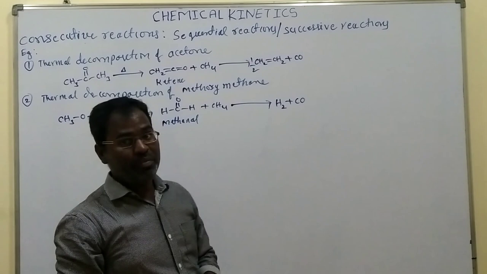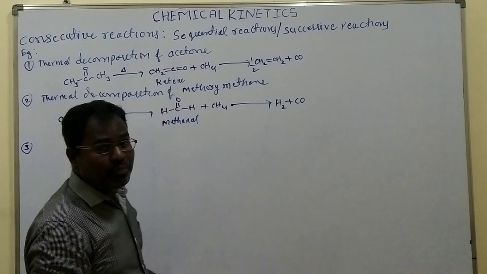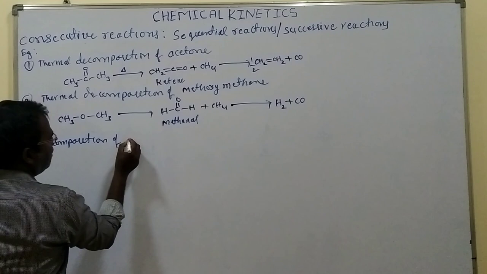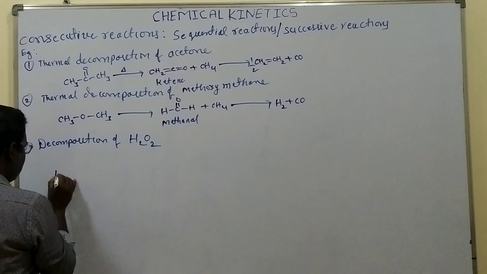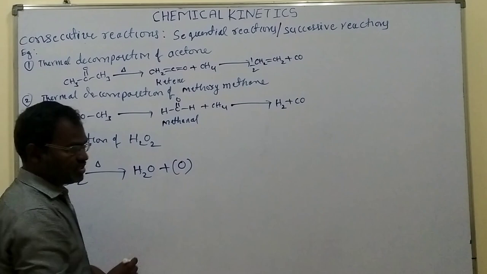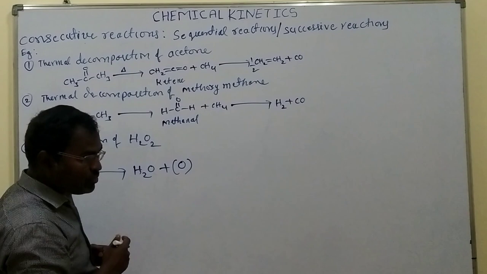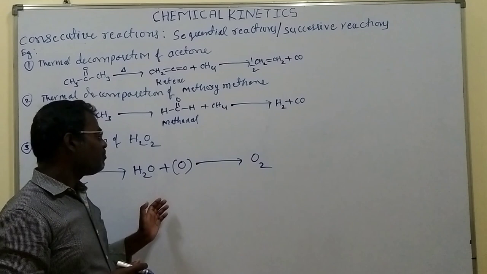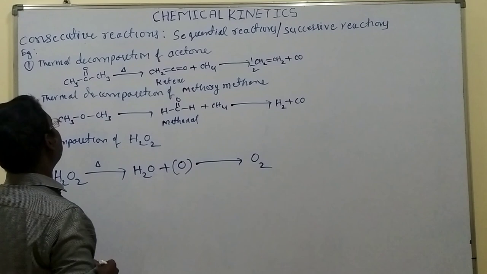The third example is the decomposition of hydrogen peroxide. Take hydrogen peroxide and heat. On heating, we get water plus nascent oxygen. Nascent oxygen is highly reactive and less stable, so it immediately undergoes a combination reaction. Two nascent oxygens combine and we get the oxygen molecule. So it is another example of consecutive, sequential or successive reactions.